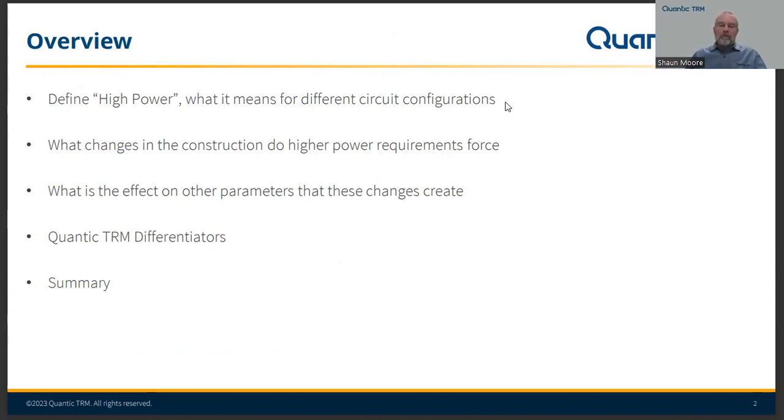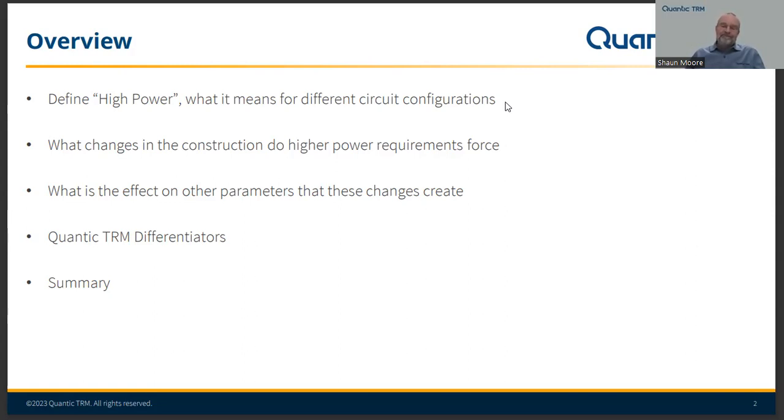We'll then say, once we achieve those requirements for a high power device, what sort of design changes do we need to start making to accommodate that higher power? And once you start making changes, there has to be some other negative that happens. So we'll start talking about what parameters are affected by the changes that we make. We'll then go through some Quantic TRM differentiators, and then we'll sum it up.